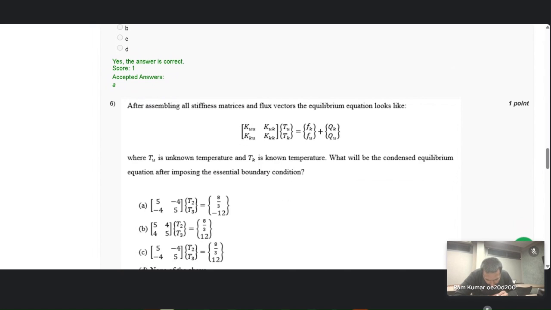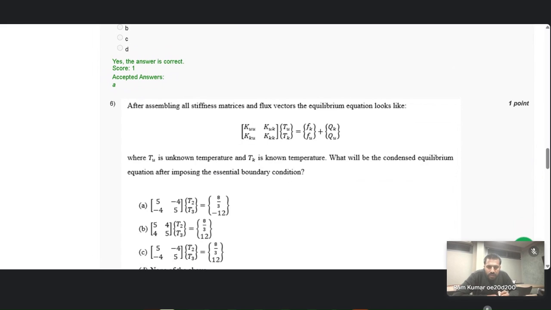So this is our flux per unit area, and this is flux per unit length. So this is our internal force, this is our external.